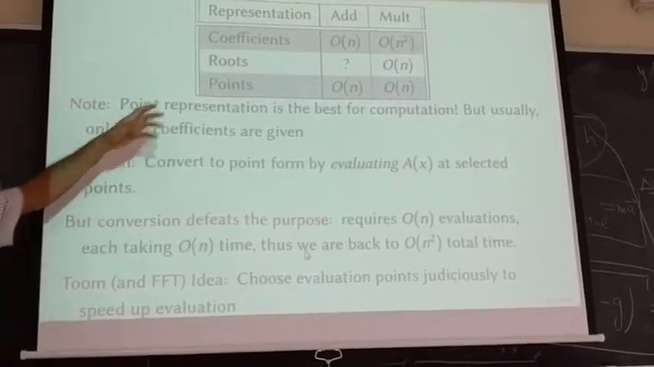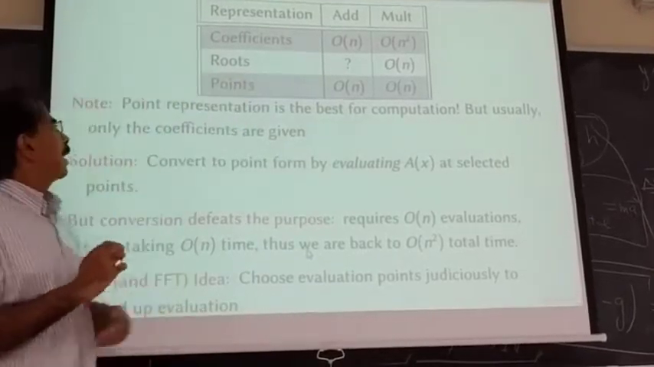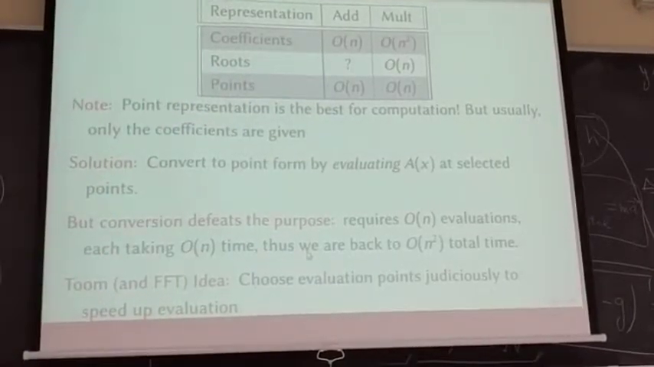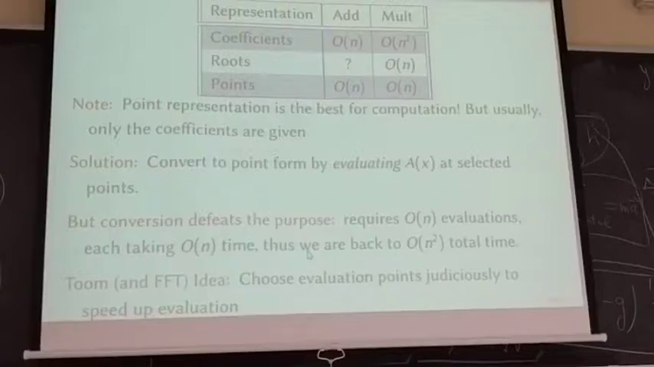There isn't a straightforward way to evaluate the roots of a polynomial accurately and efficiently. So let's just ignore roots and come back to points, right? If you talk about point-wise representation, then both addition and multiplication are easy, right?